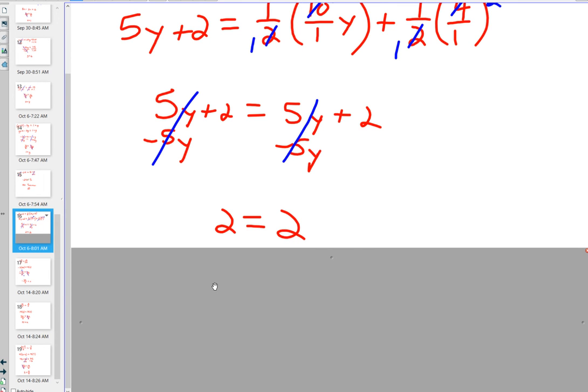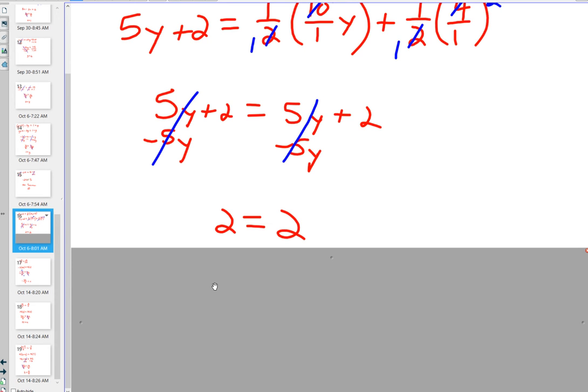Now here we have another statement of equality, but the difference is this one's true. When you have a true statement, that doesn't mean that there is no solution. That doesn't mean that there isn't a number that would make both sides equal. That means that every number, every real number that exists on a number line would make the equation true.